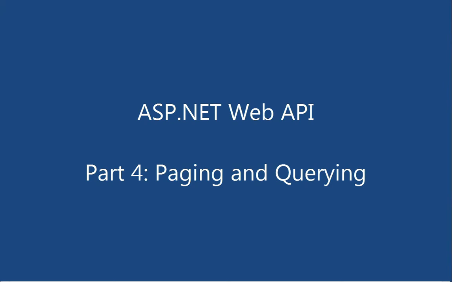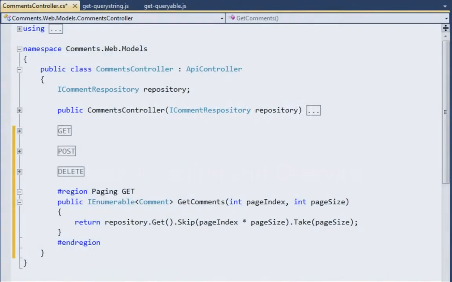We're continuing our look at ASP.NET Web API with a look at how it handles some more advanced querying scenarios. In a previous screencast, we looked at two very simple query cases, get all comments and get a comment by ID. Now we'll extend on that, starting with manually paging using query string parameters.